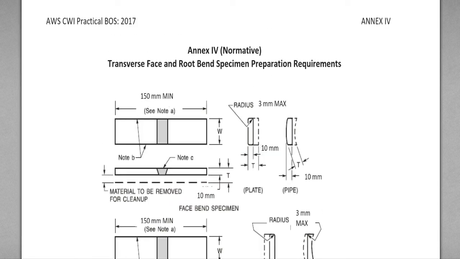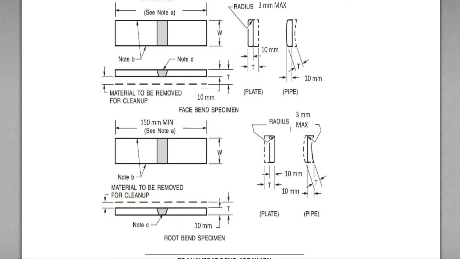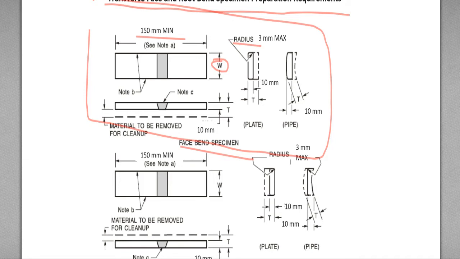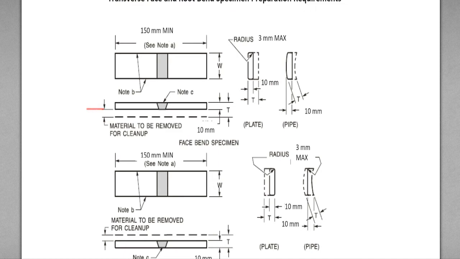This is Annex 4, transverse face and root bend specimen preparation requirements. Here it says how you prepare the face bend specimen: length and width, radius and thickness, and flush ground. This is the face bend, so the root side is flush ground.